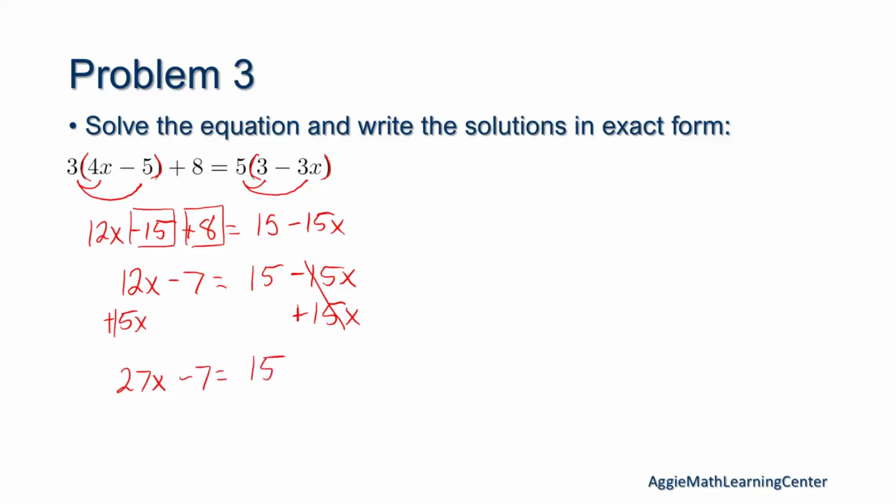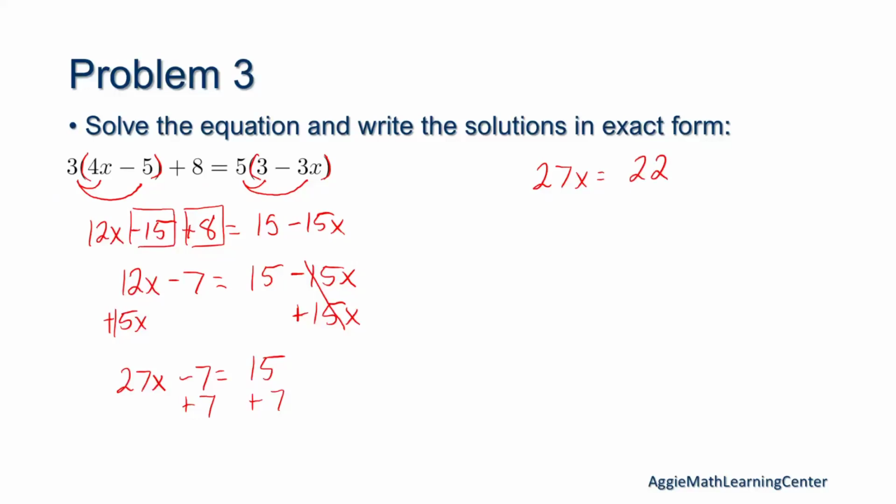Because we moved those x's over, we'll move this one over, that inverse operation again. We have 27x equals 15 plus 7, which is 23, 22. Thank you, 22. Now how do we get x by itself?